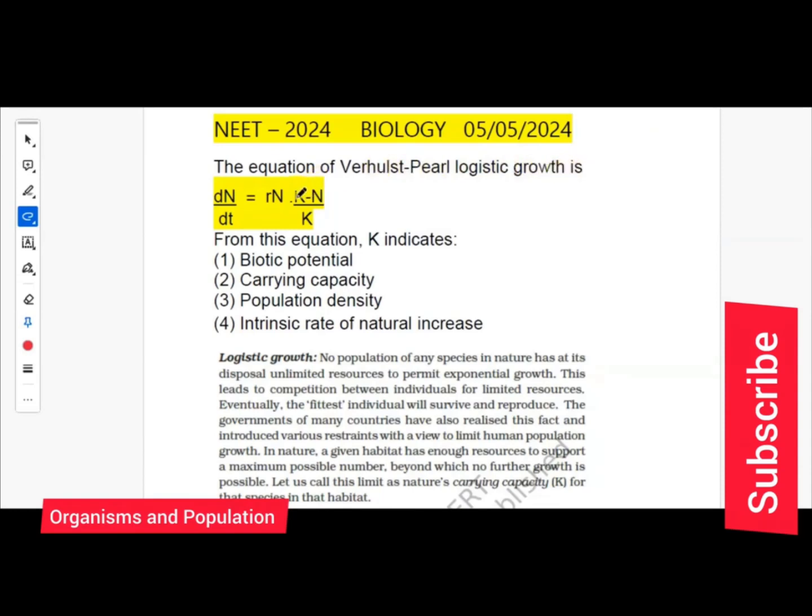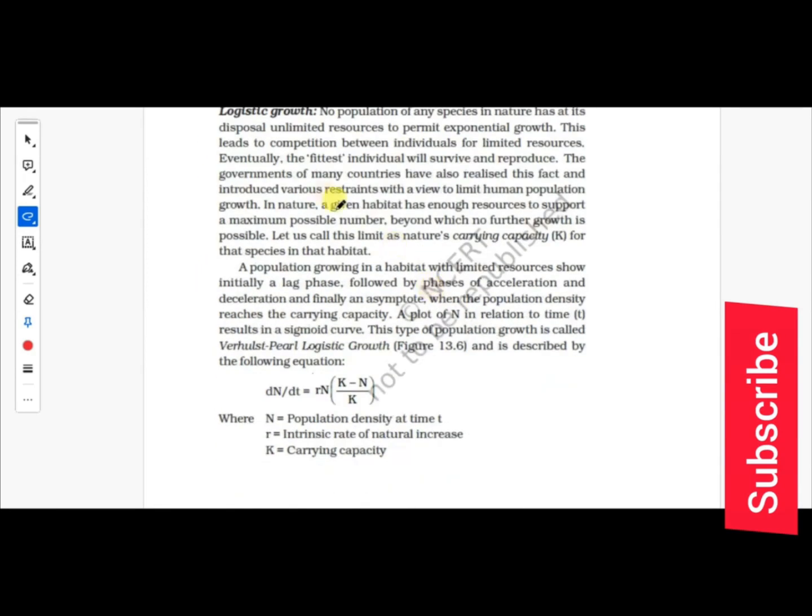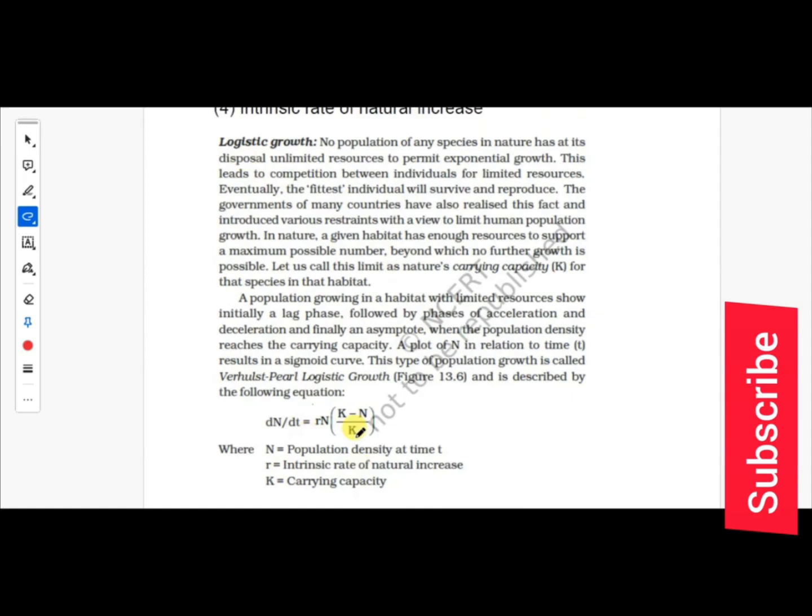Thank you. The equation of Verhulst and Pearl's logistic growth is dN/dt equals rN (K minus N)/K. From the equation, K indicates, and it is option 2, carrying capacity is the answer. You can see the logistic growth topic from the NCERT from the chapter known as Organisms and Populations.